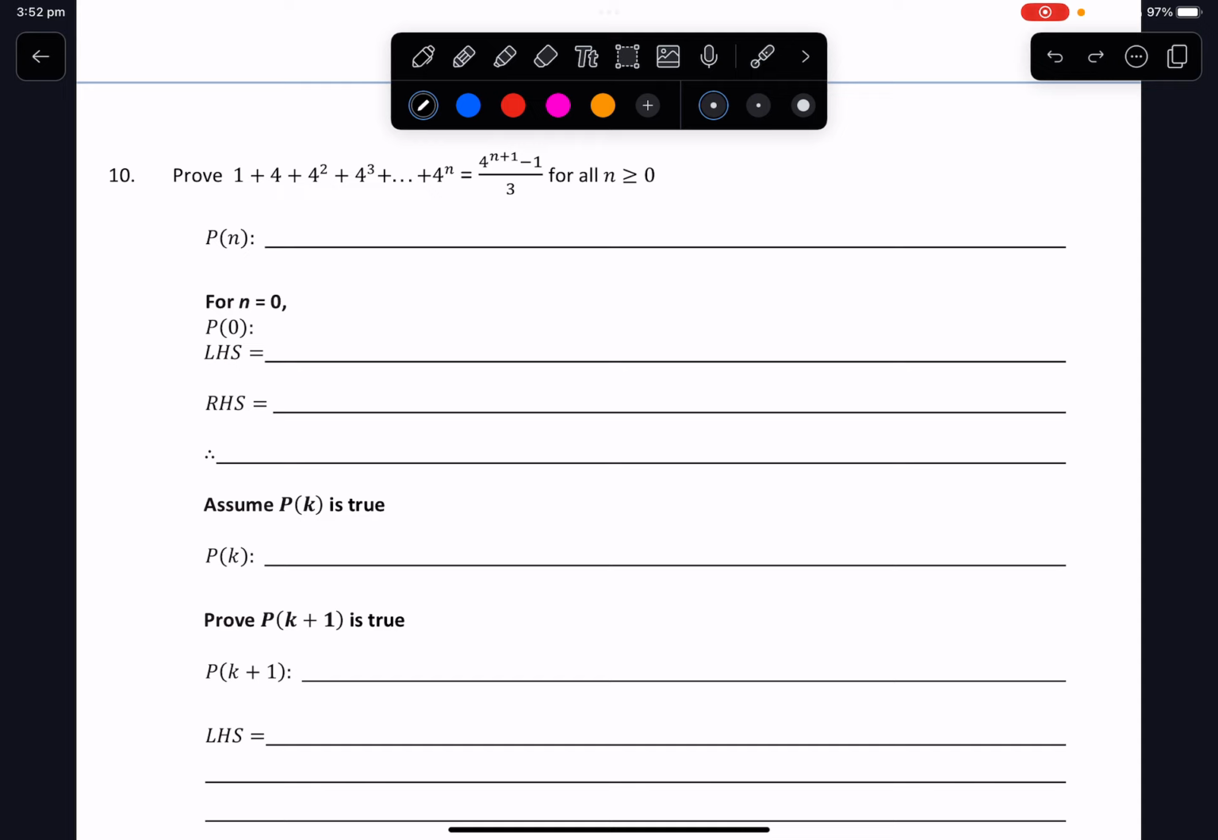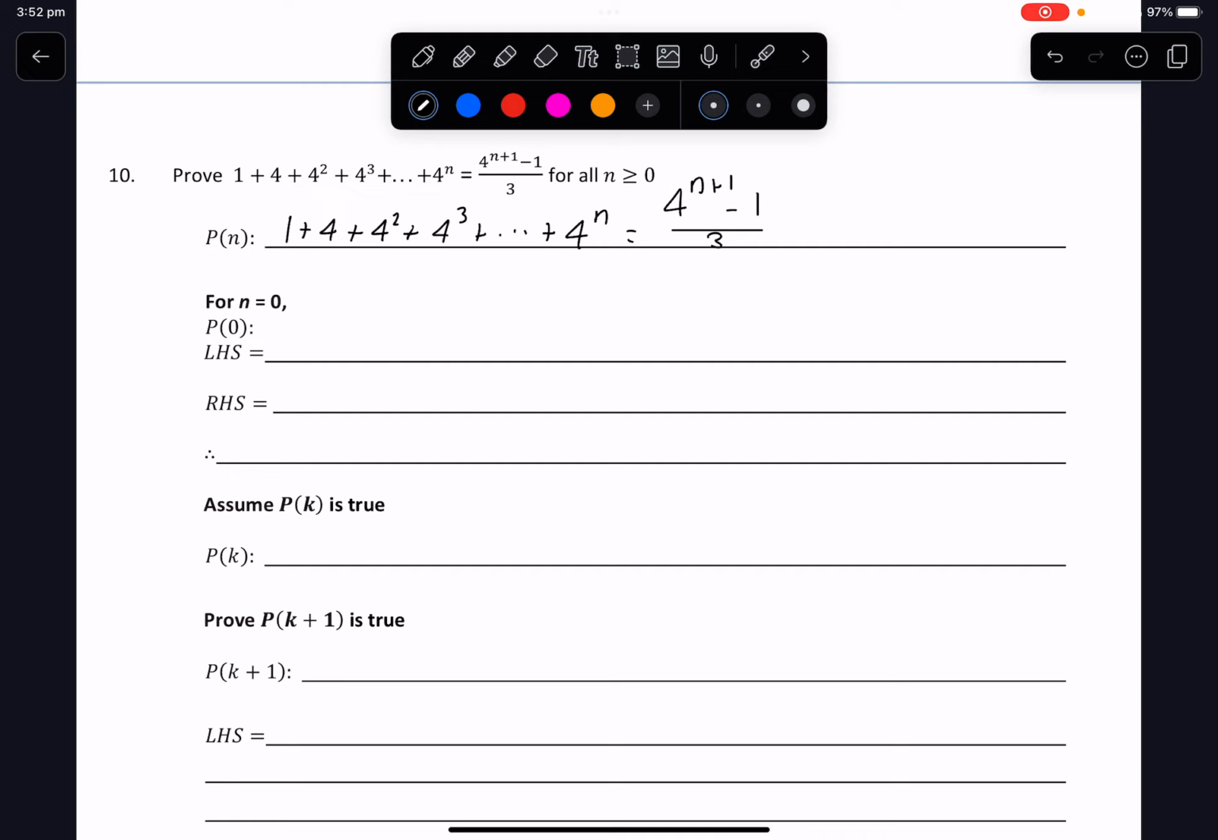So my P of n statement is 1 plus 4 plus 4 squared plus 4 cubed plus ... plus 4 to the power of n. That's my left-hand side. And we're trying to prove that that is equal to 4 to the power of n plus 1 minus 1 all over 3. Now it looks a bit more complex, but we're going to go through it together.